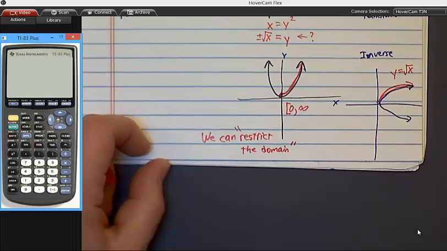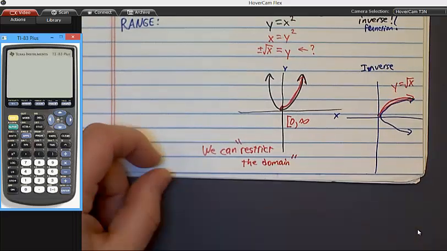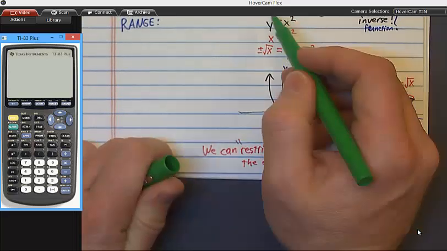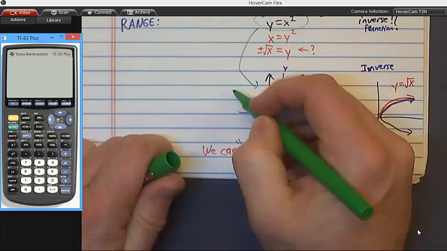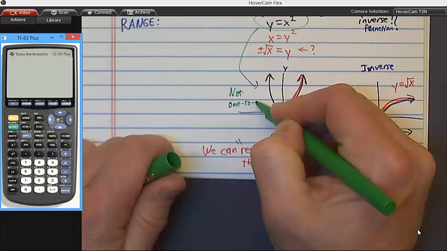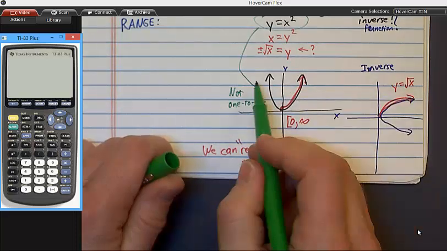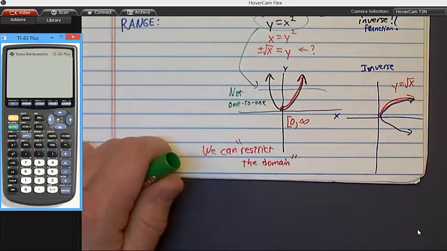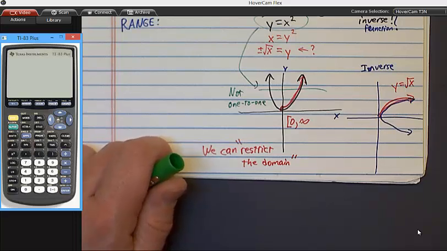See, the problem was y equals x squared, when I look at the graph, it is not what is called 1-to-1. In other words, it doesn't pass what's called the horizontal line test. So your inverse isn't going to pass the vertical line test, and it won't be a function. Do you guys understand here? Okay.